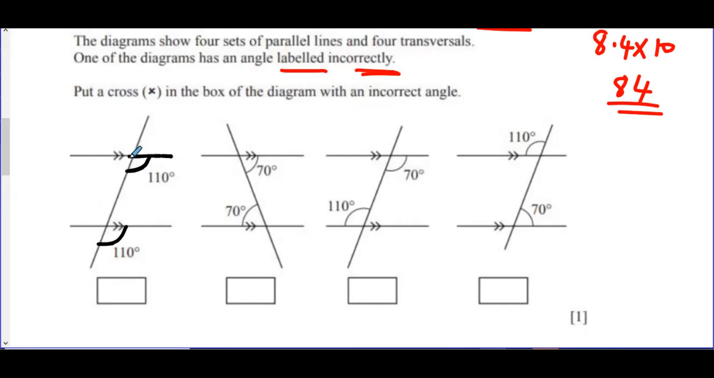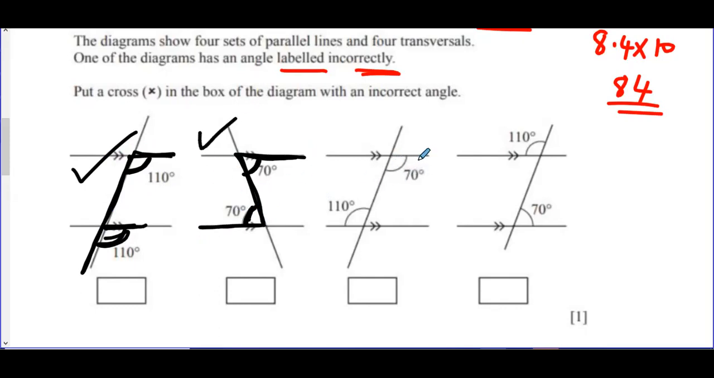But if I look closely, I can see something which we call letter F. And for letter F, we say 110. If this angle is 110, this angle is also 110. So this labeling is done correctly. And I can see 70 degrees here, and I can also see 70 degrees here. But if I check closely, I can see something like Z. Can you see that? And for Z, if this is 70, also that will be 70. So this is done correctly.